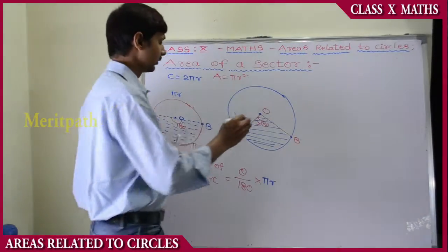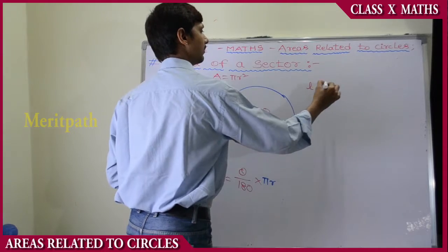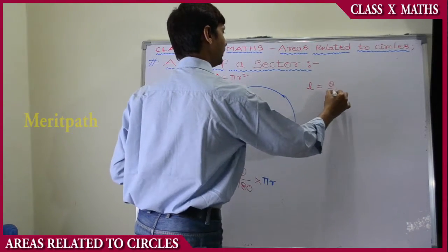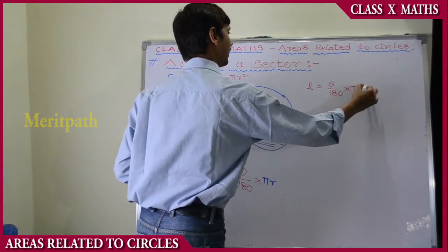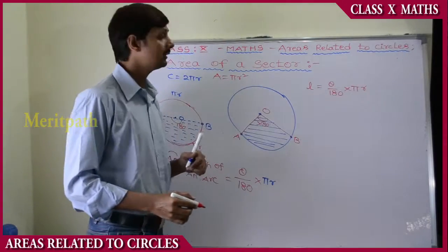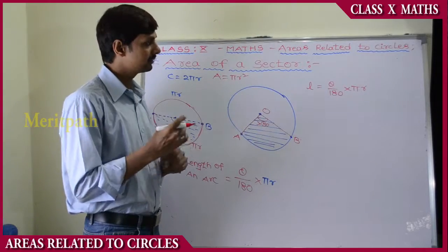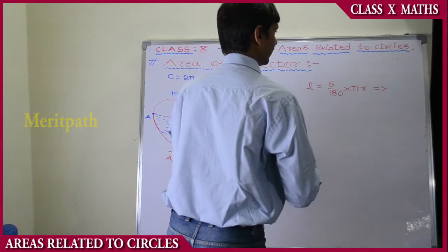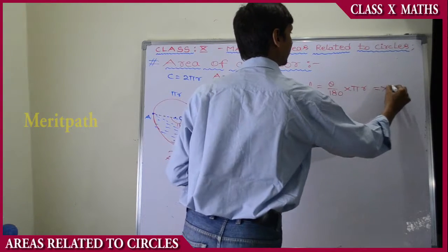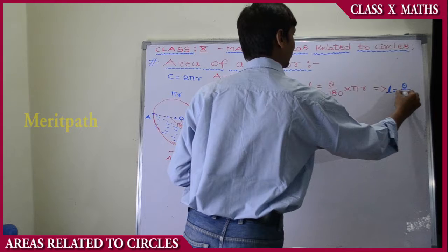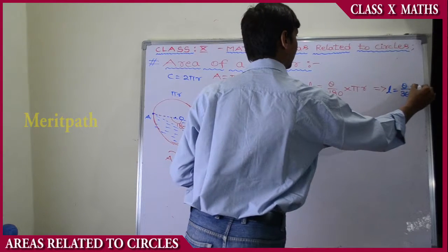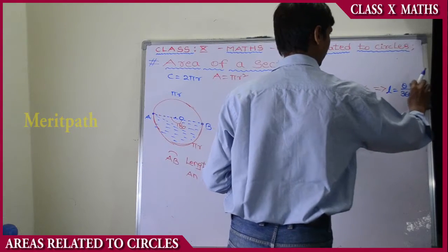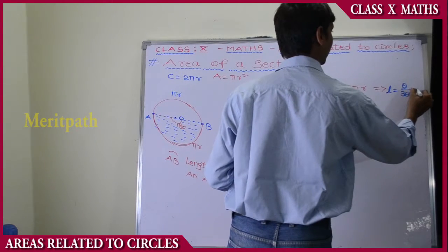So L is equal to theta by 180 into pi r, and after that they multiplied the numerator and denominator and got L is equal to theta by 360 degrees into 2 pi r. This is what we have derived just before, into 2 pi r.